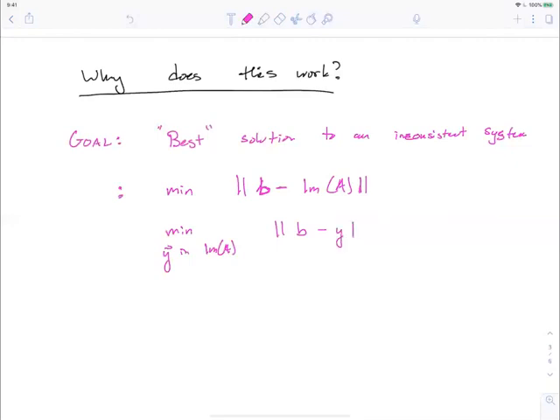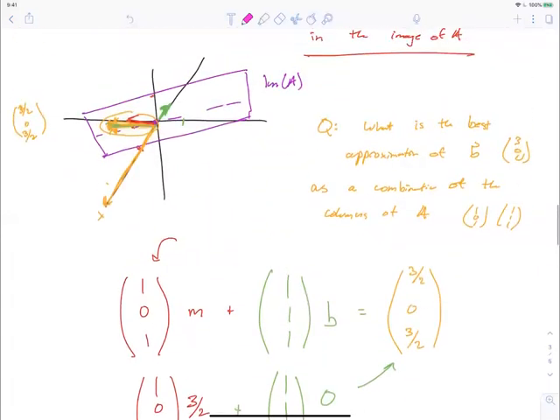So in the context of what we did above, we're given this vector B. This was our vector B right here, our 3, 0, 0. And the Y that we found, the closest Y that we found, was that one. That's how we're framing this. We want to find the best vector in the image of A.